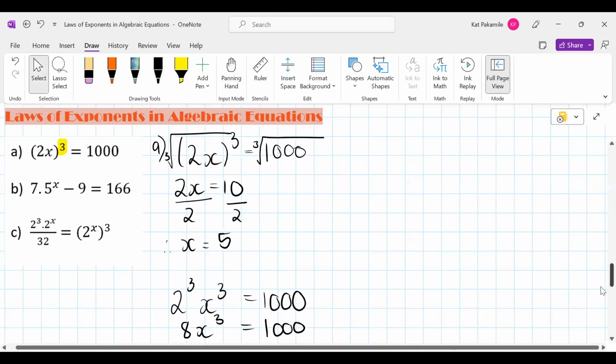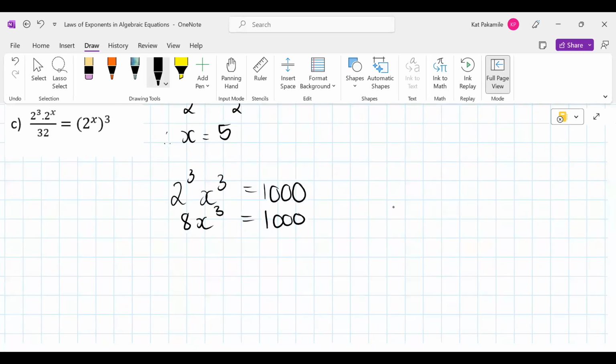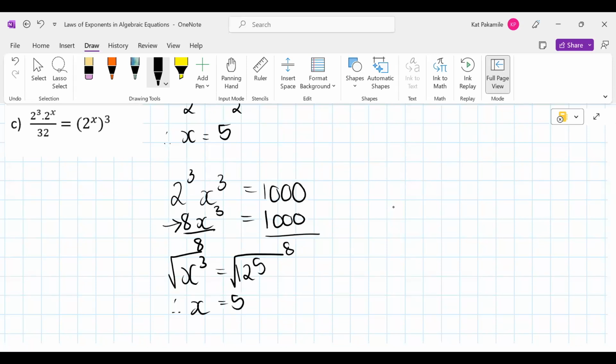Then you would divide both sides by what? Yes, ma'am. We divide both sides by 8. So then you get x cubed is equal to 125. Then you cube root it, and therefore x is 5. That is perfectly fine. You can do it both ways. Thank you, Tabi, because that's the way I thought about it. That was my first go-to method.